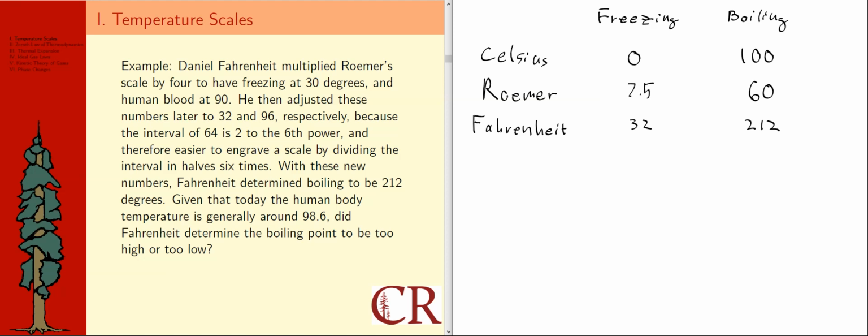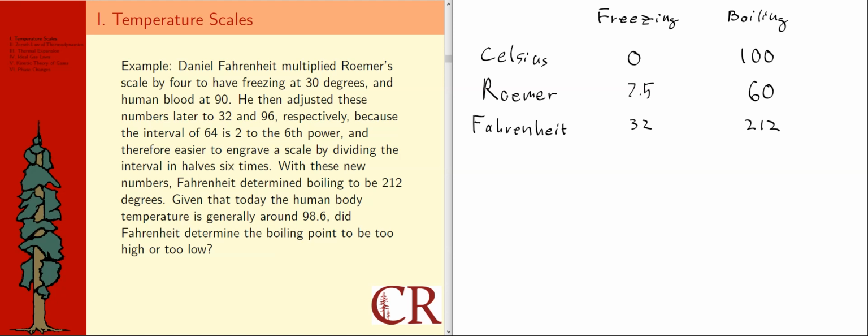He made the adjustments, though, from those numbers to 32 and 96, respectively. And the reason he had for that was because that creates an interval of 64, and 64 is 2 to the 6th power, and that would be easier to engrave a scale by dividing the full interval in halves 6 times. And Fahrenheit was actually an instrument maker, so this was that very practical level of thinking that he applied to this. So again, he just tweaked the scale a little bit, and he's saying therefore that 96 is what he originally defined the human body temperature to be.